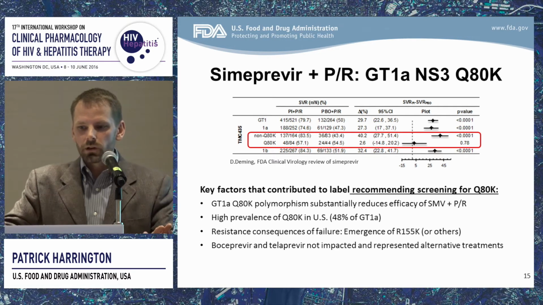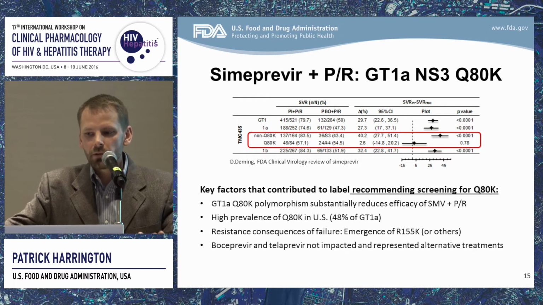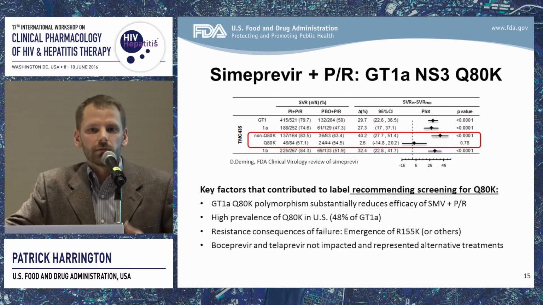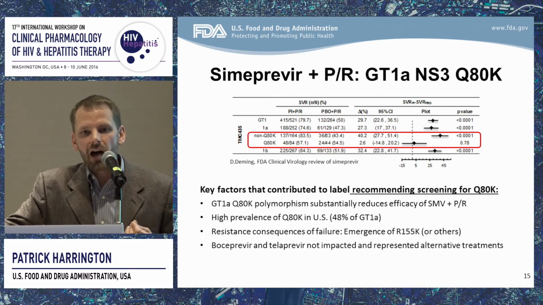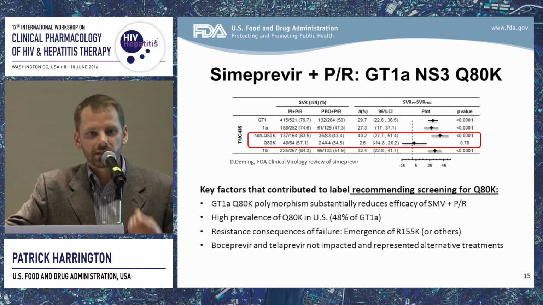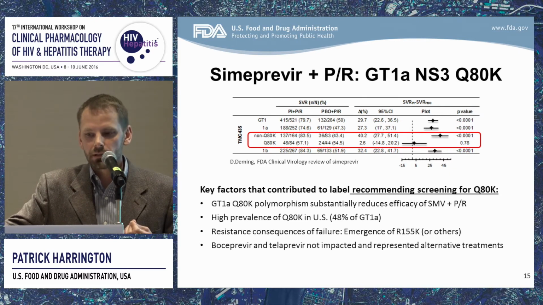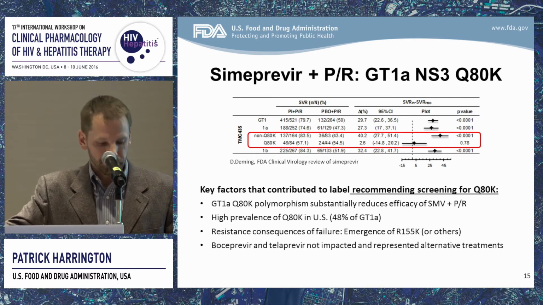And what also contributed to the label recommending screening for this polymorphism was the high prevalence of Q80K in the US. It was basically identified in about half of the most common subtype in the US. So this is a huge patient population in the US. There were also potential resistance consequences of failure, and at the time, Grazoprevir and Telaprevir actually did represent alternative treatments because they were not impacted by this polymorphism.